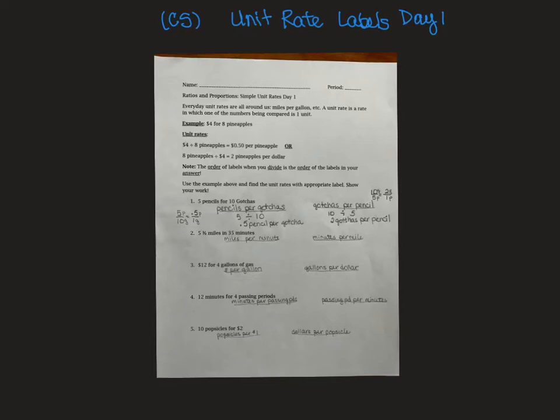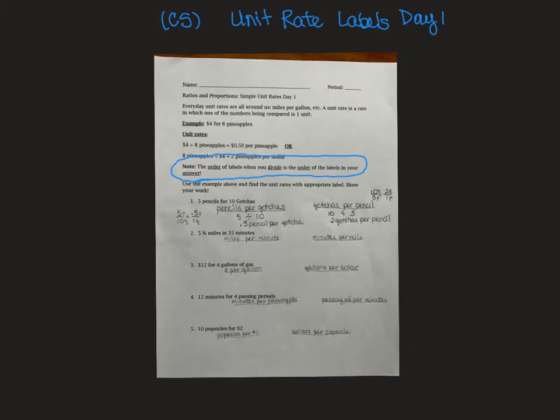And you can see right here, this is like the most important piece on the whole worksheet. It says the order of labels when you divide is the order of the labels in your answer. So what they're saying is the order you divide in decides your label.